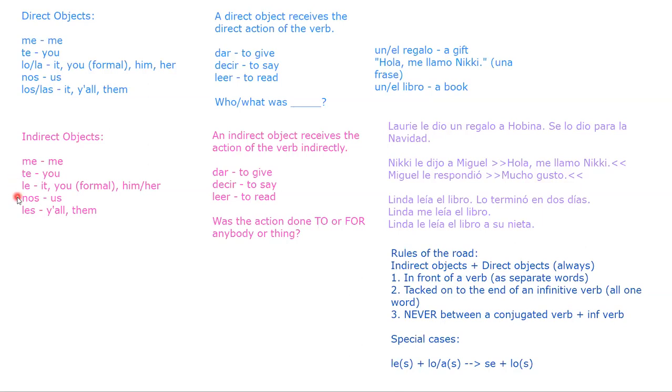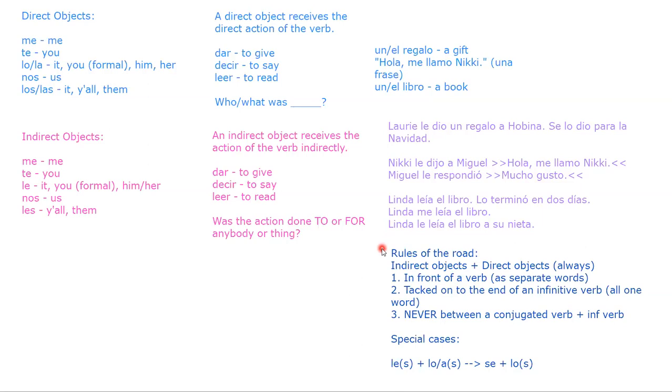Now, if I say nos, "Linda nos leía el libro," if I haven't clarified who else is with me, then I might want to do it. "Linda nos leía el libro a mí y a Frederico." Linda read the book to us, to me and Frederick, to clarify who us is. Not necessary with me or te. We know who me and you are.